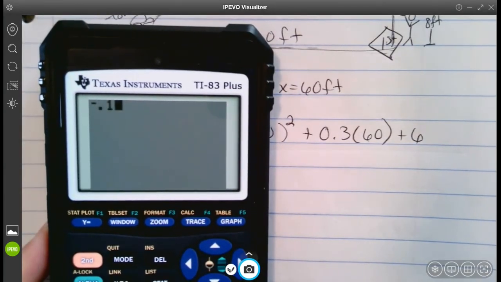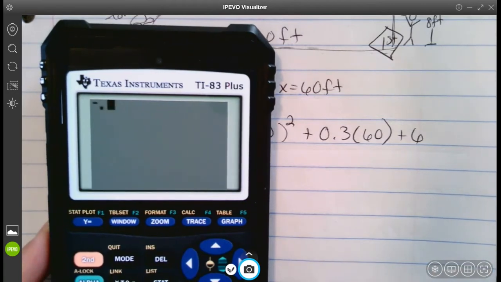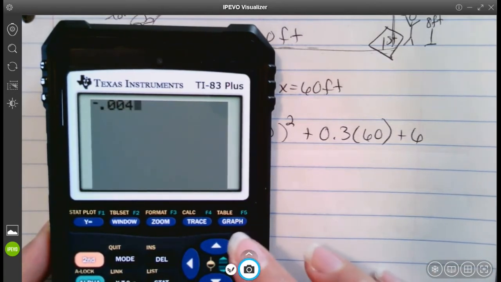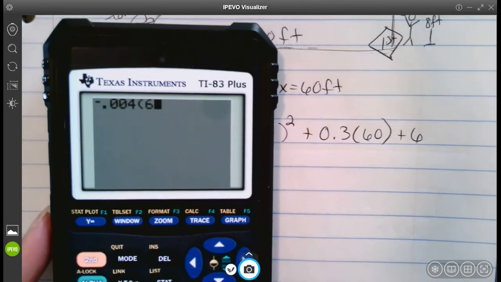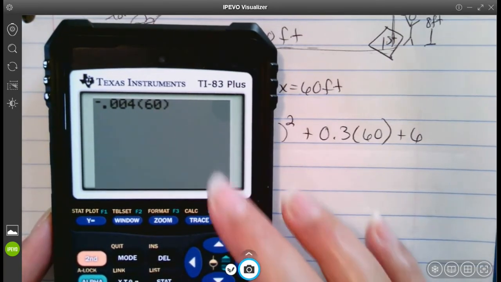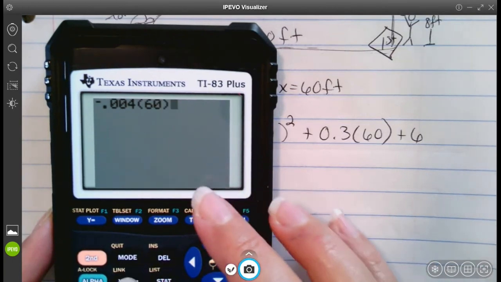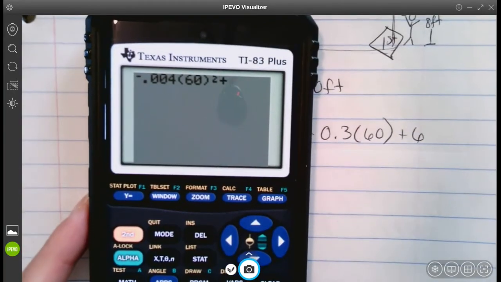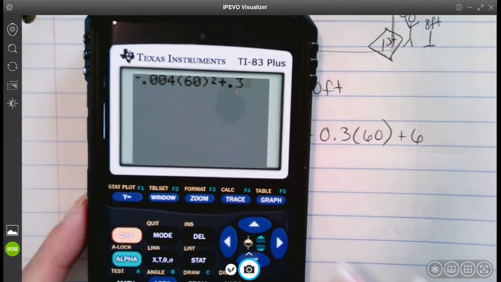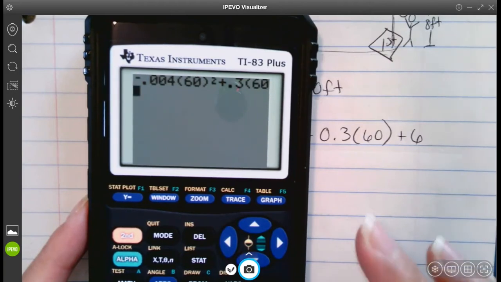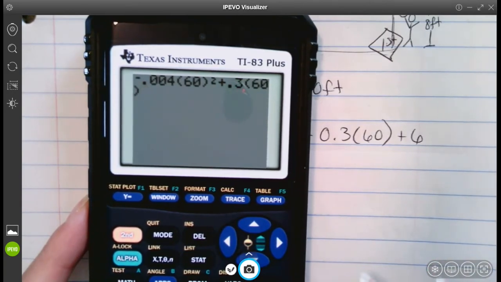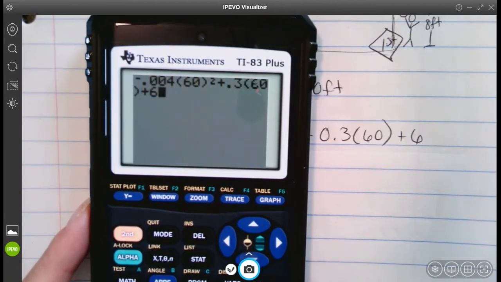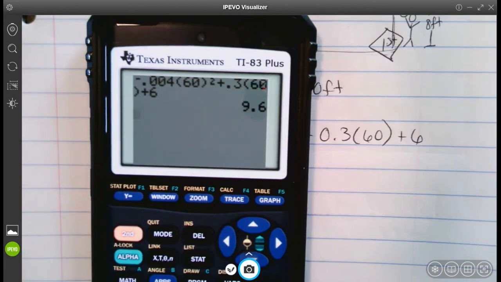You'll have to follow along with your paper here. So negative 0.004 parentheses 60 close parentheses squared. Where's my square button here? There it is, square. Okay, plus 0.3 parentheses 60 again, close parentheses, plus 6. I'm going to recommend you guys practice with this calculator because it takes some time to get used to, okay? So there it is, 9.6.